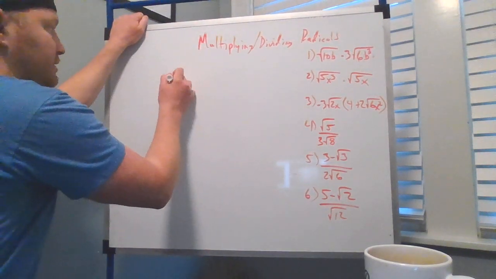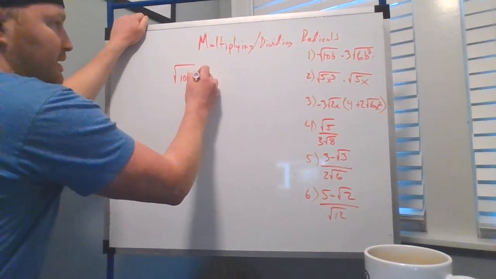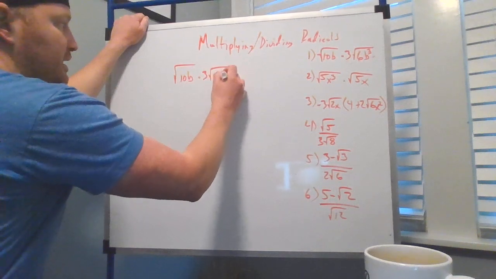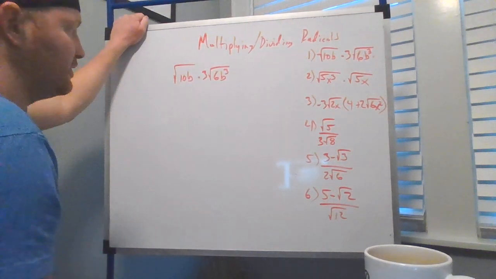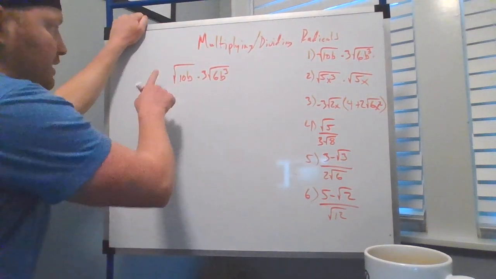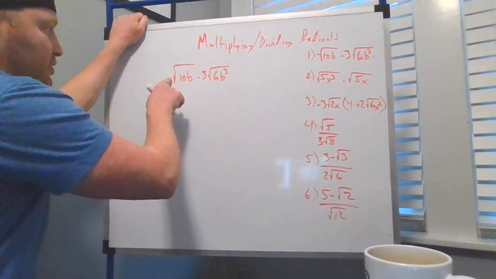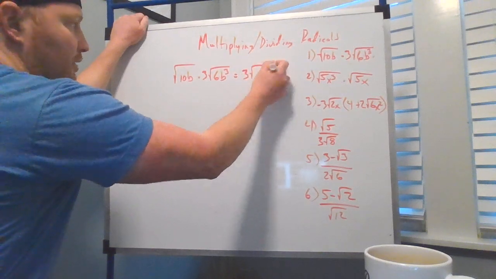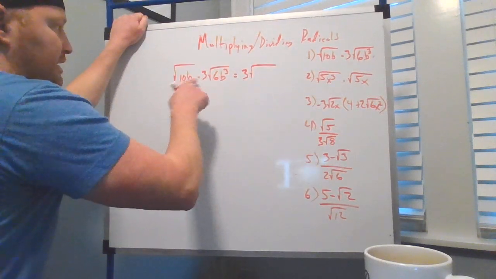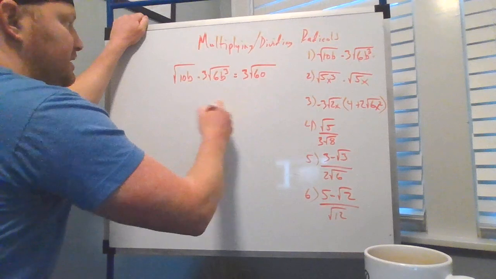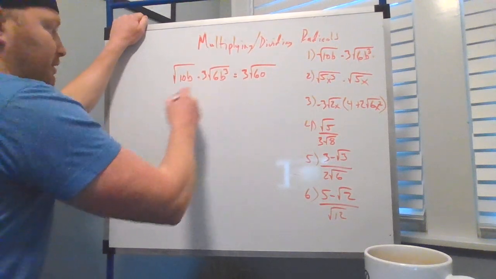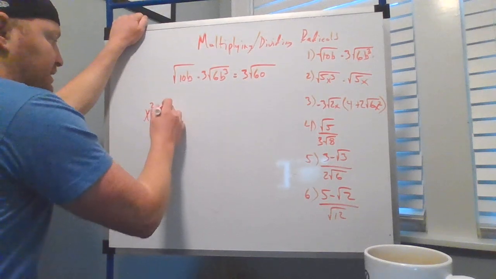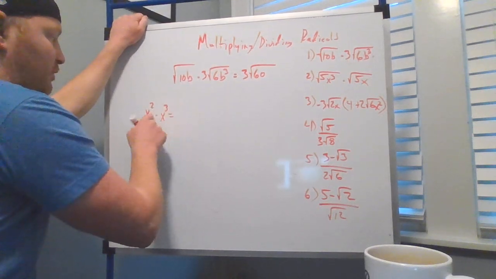The first one is radical 10b times 3 radical 6b to the third power. First things first, follow the rules that we learned yesterday. Multiply outside by outside, there's a 1 right there, so this is going to equal 3 radical. Multiply like terms, 10 times 6 is 60. B times b to the third. Remember yesterday we did x squared times x to the third. You just add the exponents when multiplying.